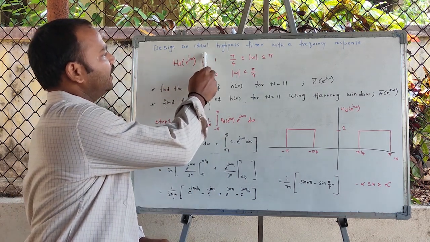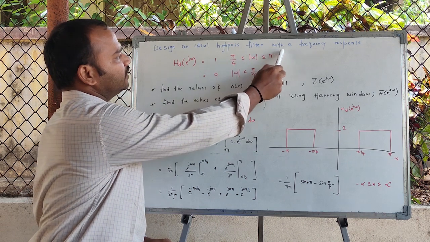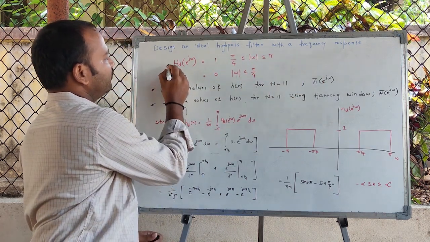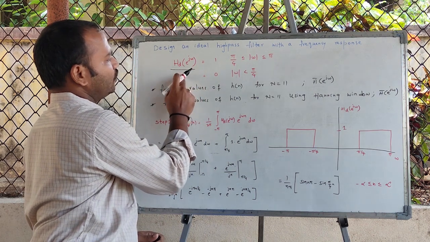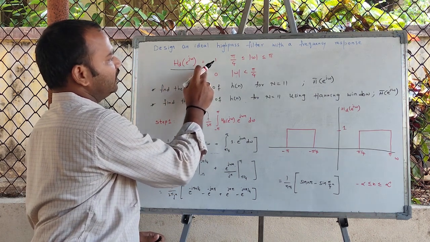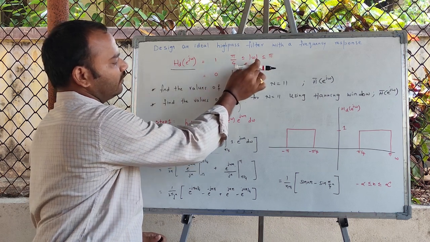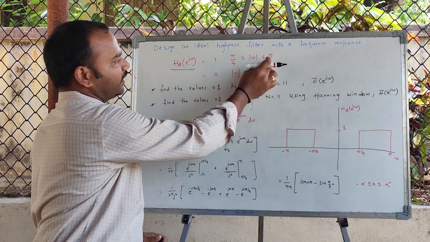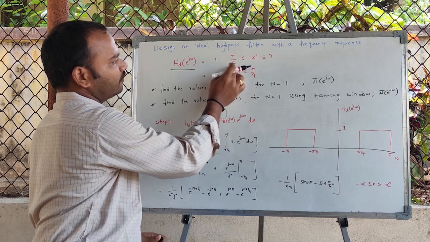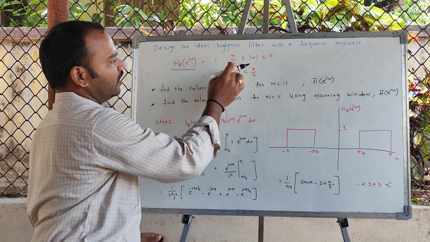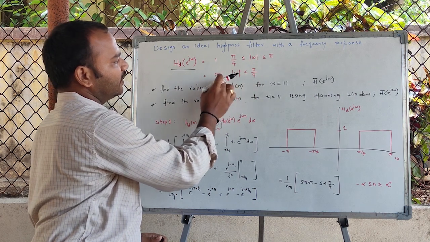Design an ideal high pass filter with a frequency response. The desired frequency response Hd of e power j omega is given here. It is equal to 1 in the interval minus pi to minus pi by 4 and plus pi by 4 to plus pi. In the other interval it is 0.